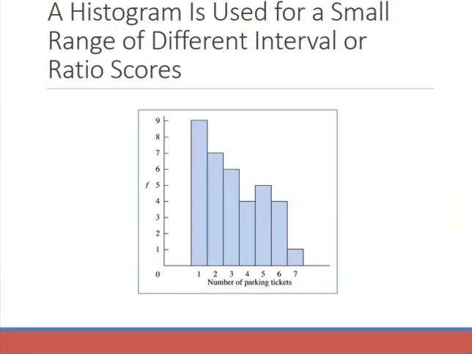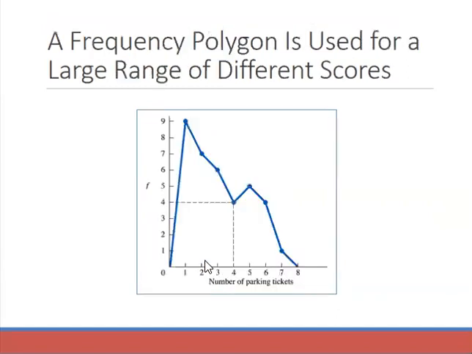Okay, when you make a histogram, you need to make sure your axes are marked and labeled. You only need to include the relevant numbers. And notice that here, for interval and ratio scales, the bars are touching and they extend to the midpoint. These are discrete, right? We can't have half a parking ticket, so they're touching.